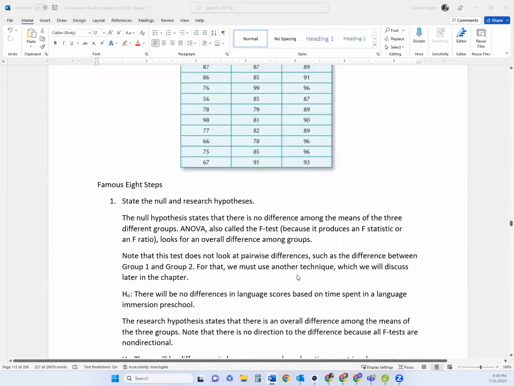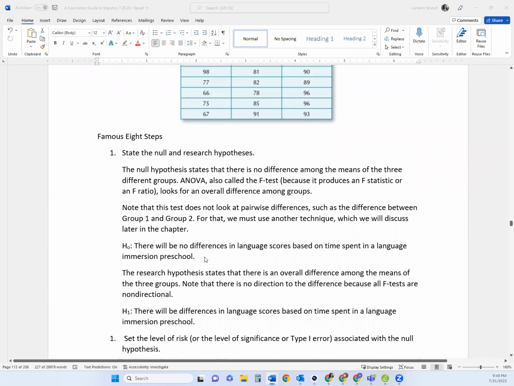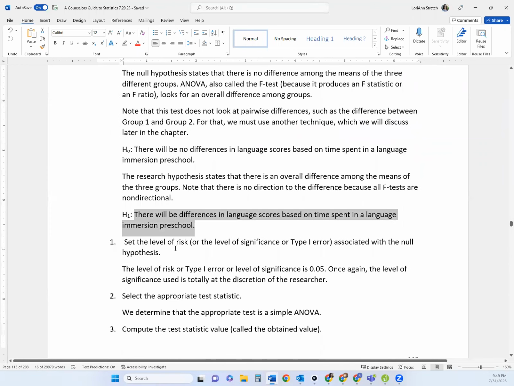So first, we're going to state our null and research hypothesis. In this particular situation, there's going to be no difference in the language scores based on the time spent in a language immersion preschool. Whereas the research hypothesis, which is not the hypothesis we test, but it's the one that we really want to be true: there will be a difference in language scores based on the amount of time spent in a language immersion preschool. We're going to set our level of risk to 0.5, which is where we always start.